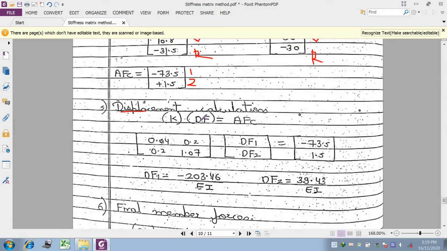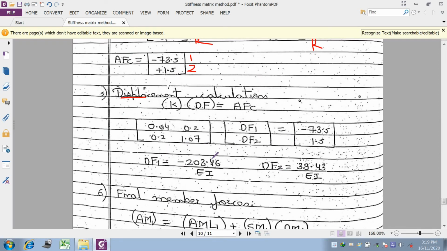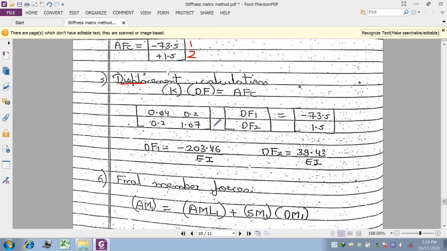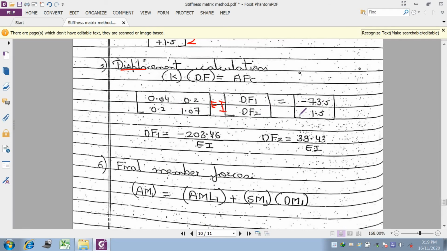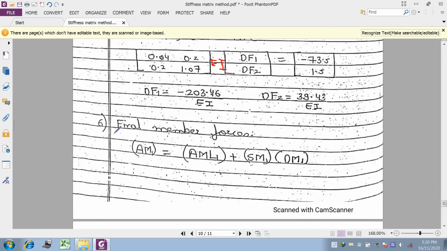Now, calculation of the displacement or unknown. The formula is K into DF is equal to AFC. Now put the value of K which we have already calculated, then DF1 and DF2, we have to calculate, that is the displacement. Then AFC that we have already calculated in the last step, put this value and get the value of DF1 and DF2 in the form of EI. So K will be in the form of EI. Here it should be EI. Put all these values in your calculator in matrix form and you will get the answer of DF1 and DF2.